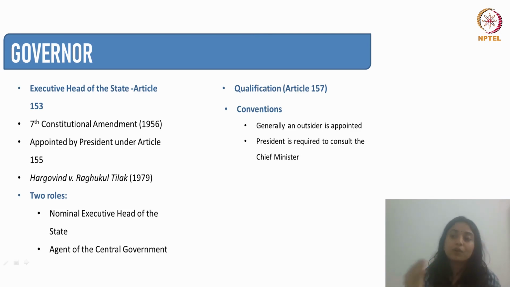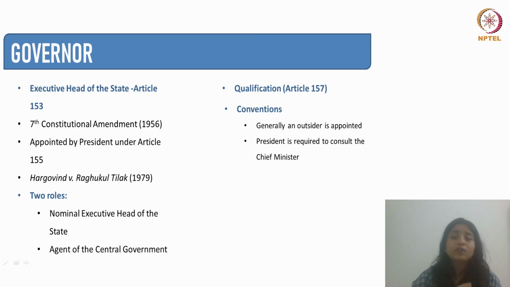Just because he is appointed by the president, please do not be under the assumption that he is an employee of the central government, and this has been clarified by the court in the case of Har Govind versus Raghukul Tilak, which is a 1979 case. So the post of governor is an independent constitutional office. It is not subordinate to the central government.